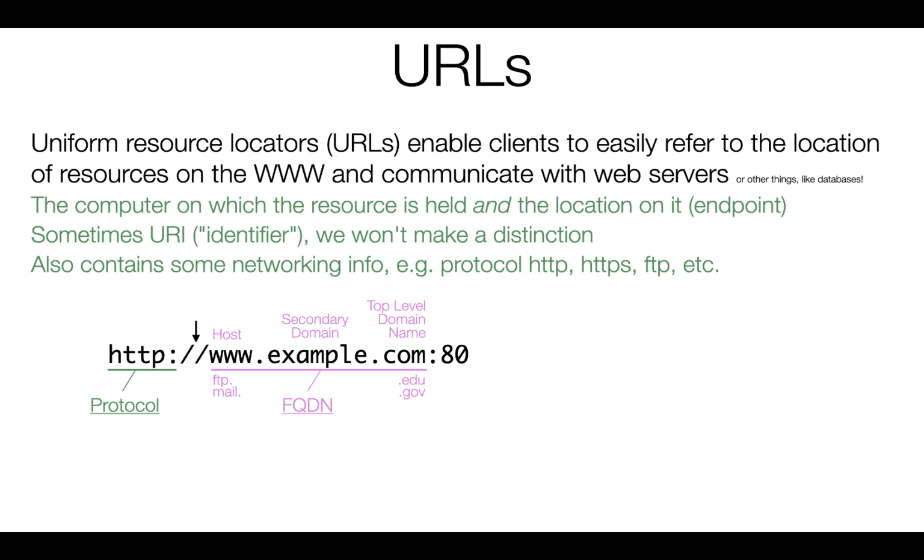These are actually signifying information kind of in reverse scale of granularity. So www, that's the most specific host on the example.com domain. Okay, com itself is the top level domain. So kind of reading right to left, you're going from very general to very specific.